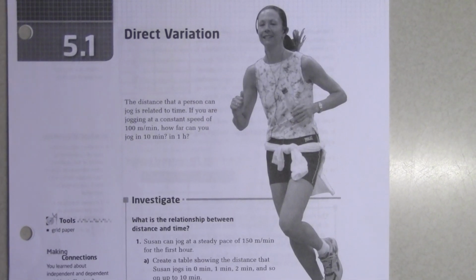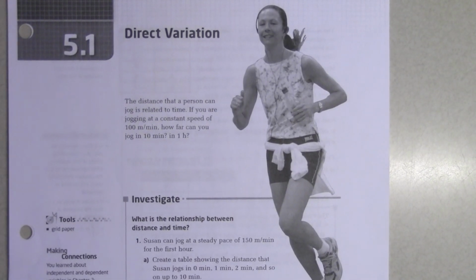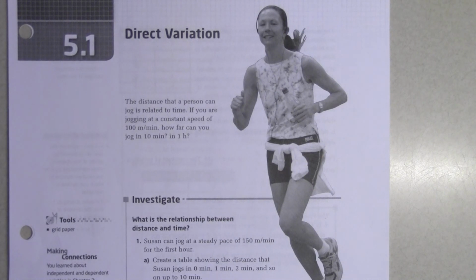We're starting chapter 5. This is 5.1. We're talking about direct variation. The distance that a person can jog is related to time. If you're jogging at a constant speed of 100 meters per minute, how far can you jog in 10 minutes, in 1 hour? So that's what we're going to investigate. What is the relationship between distance and time?